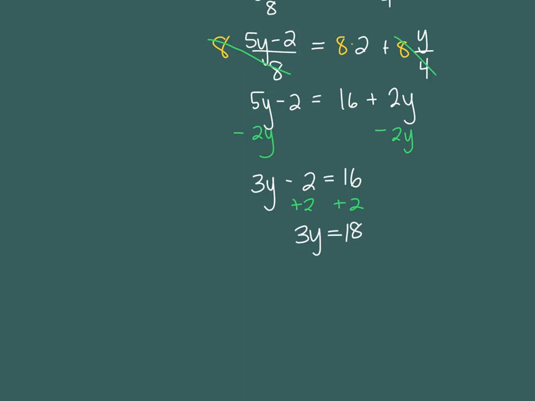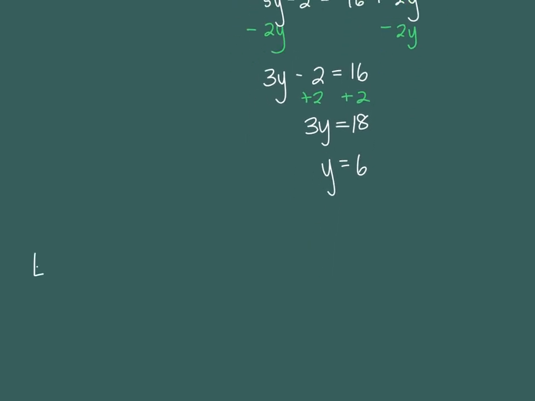And if 3y equals 18, then y must be equal to 6 when you divide by 3 on both sides. So this should seem fairly familiar. I hope that it's feeling like, okay, yeah, I've done that before. I know how to do that.